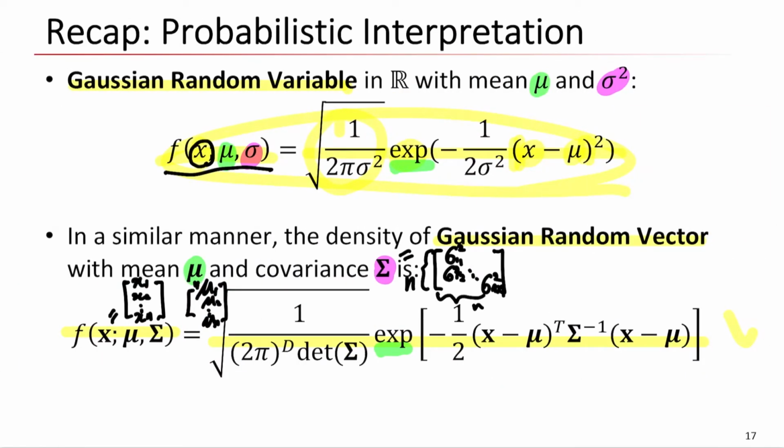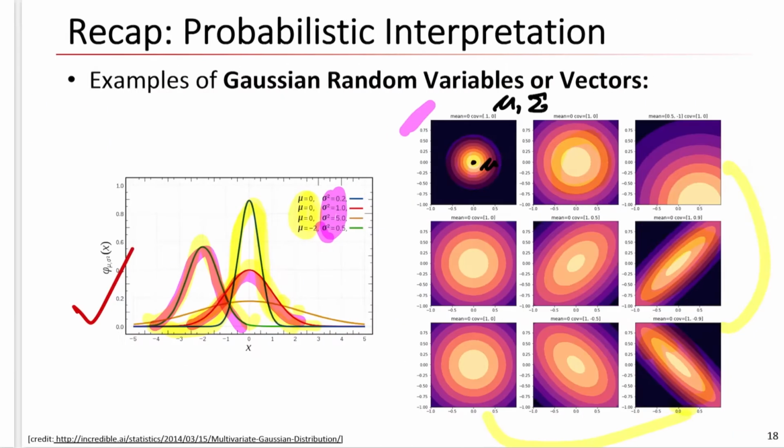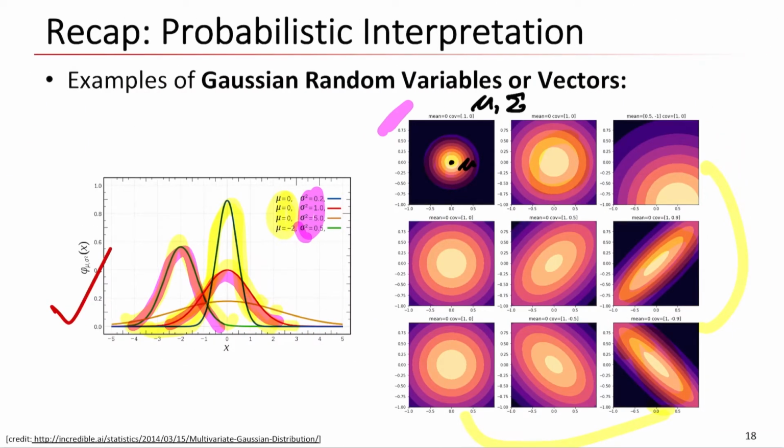We also talked about the probabilistic interpretation of our model, or our classifier, right? We already know what a Gaussian random variable, or Gaussian random vector, is. The Gaussian random variable is defined by mu and sigma, right? This is the shape of the Gaussian random variable or vector. The left-hand side is the 1D case and the right-hand side is the 2D case.